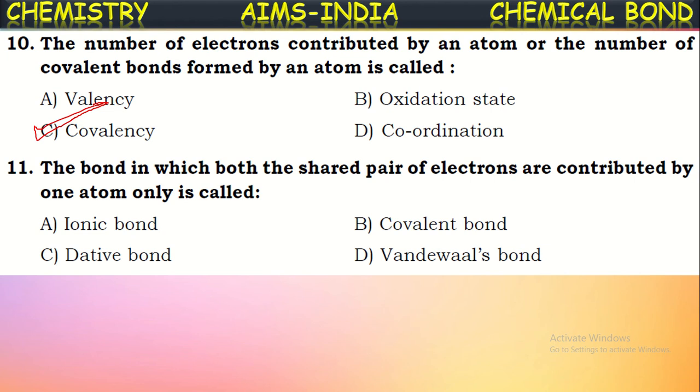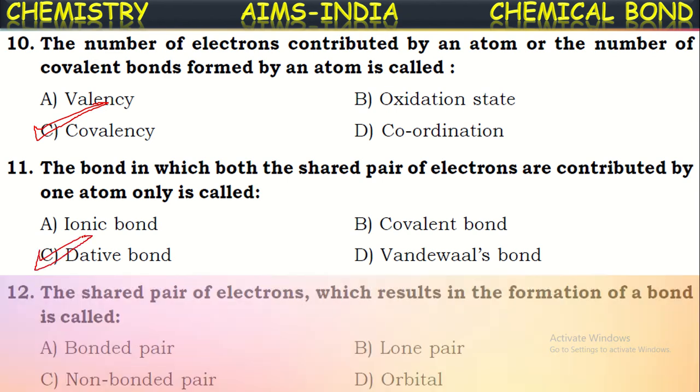Next question. The bond in which both the shared pair of electrons are contributed by one atom only is called. Generally, in the covalent bond formation, both the atoms contribute one electron each, and hence the pair of electrons is shared by both the atoms equally. But in certain cases, both the shared electrons are contributed by one atom and shared by both the atoms. Such kind of bond formation is called coordinate covalent bond or dative bond. Okay, that is called coordinate covalent bond or dative bond.